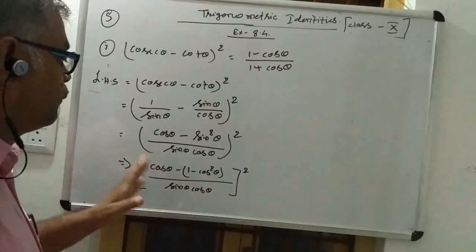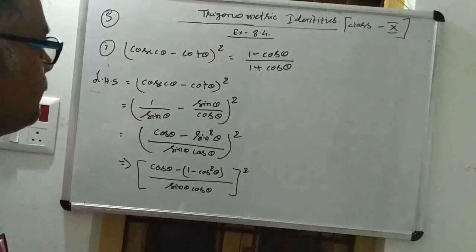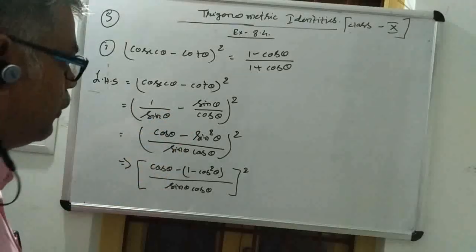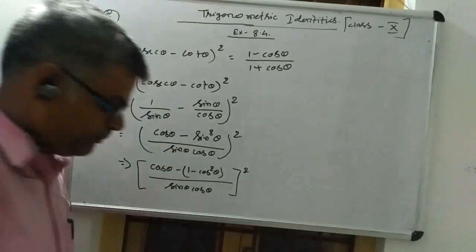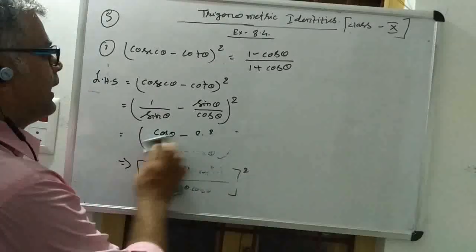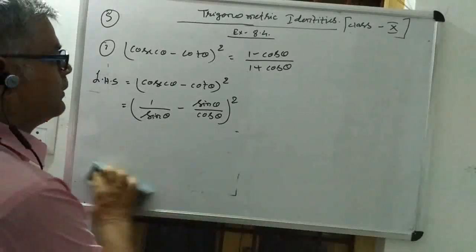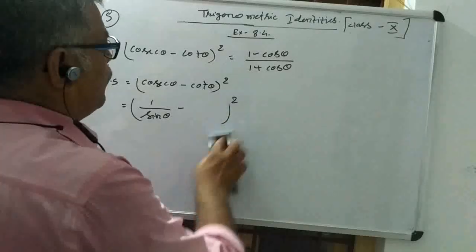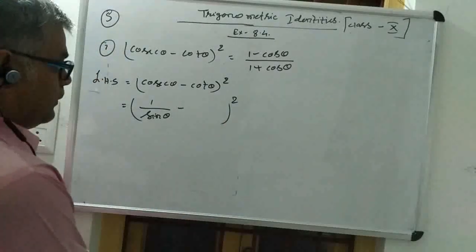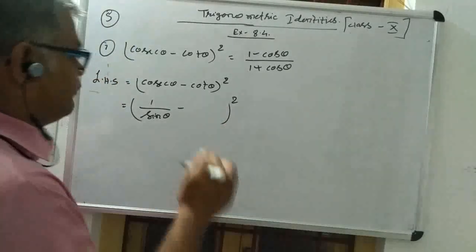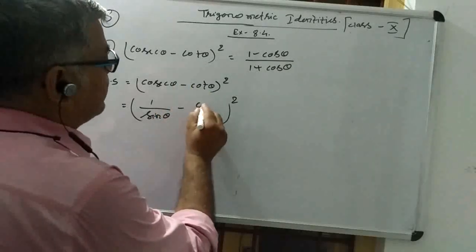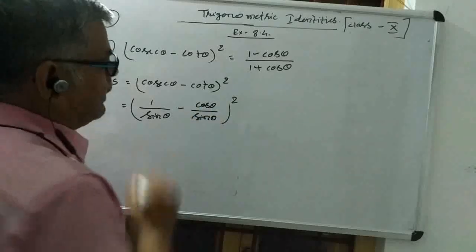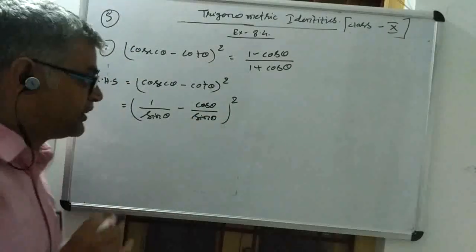We got cos theta, 1 cosec theta 1 by sin theta minus... sorry, there is a mistake. What is the mistake? We have written cot theta like tan theta. So correct yourself: cot theta can be written as cos theta by sin theta. That was a little mistake.